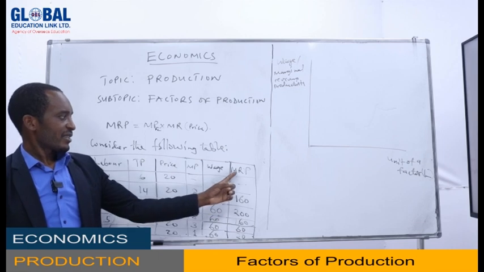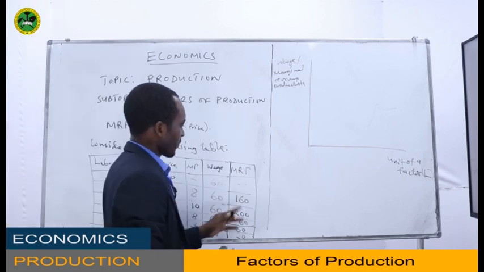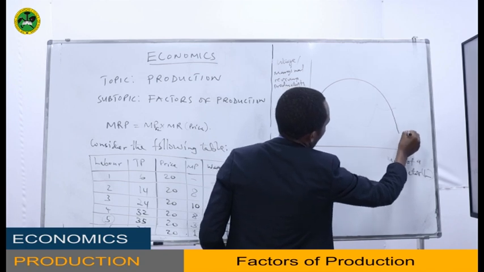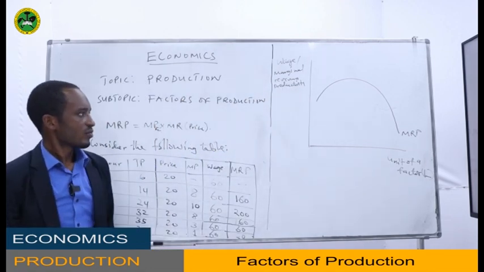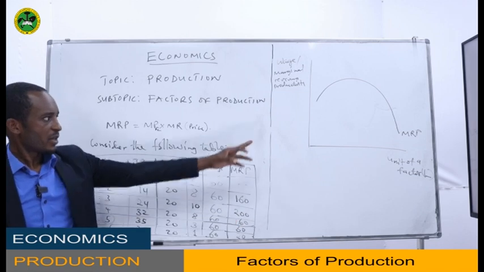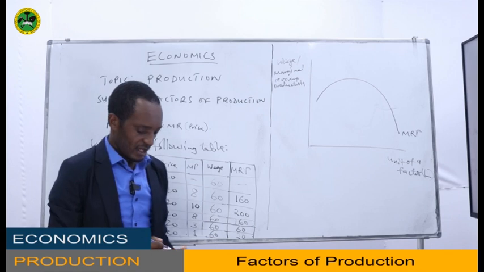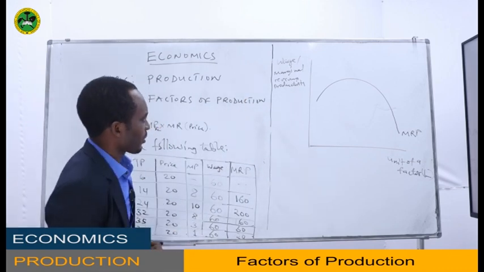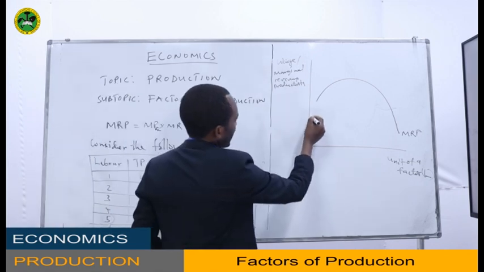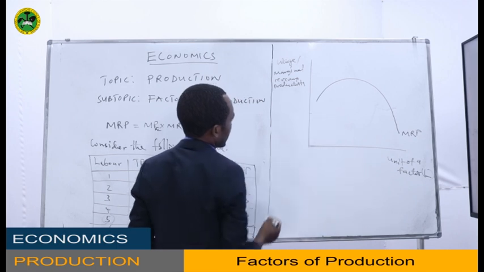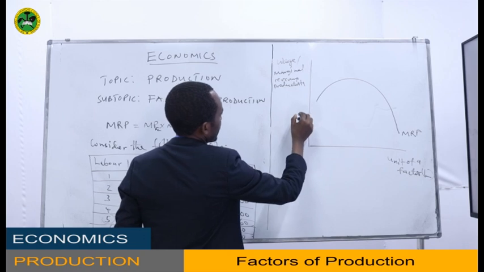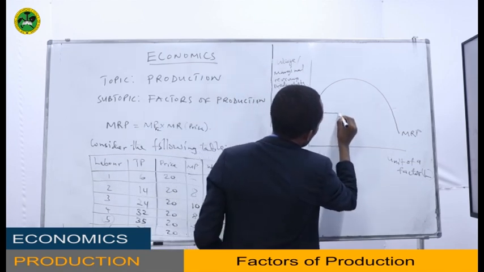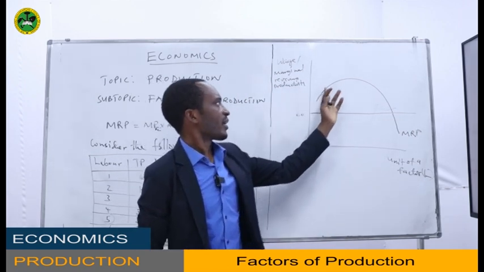So when you draw this marginal revenue productivity, the curve will be like this. So this will be the MRP. When you sketch the graph, it will be like that. And we said that since we are operating under a perfectly competitive market, the wage will be constant. So here, let's say is our wage, which is 60, it will be constant. So go horizontal, and it will intersect the MRP curve.